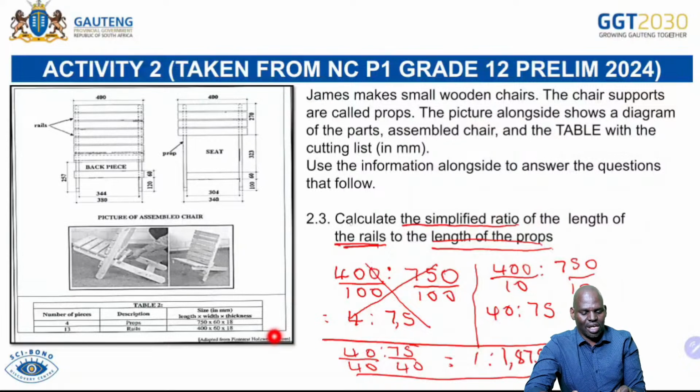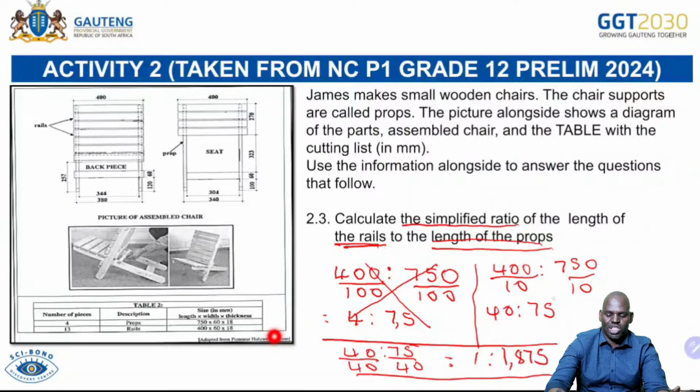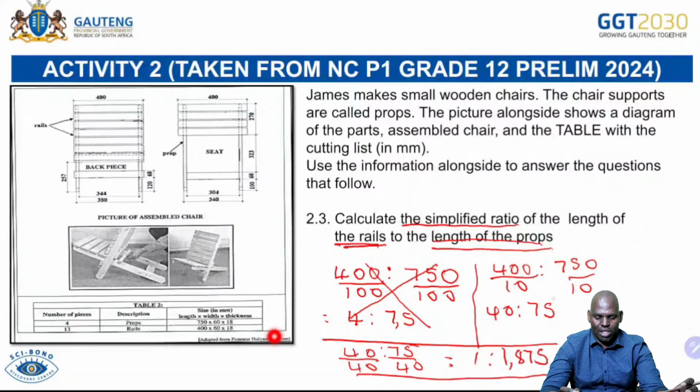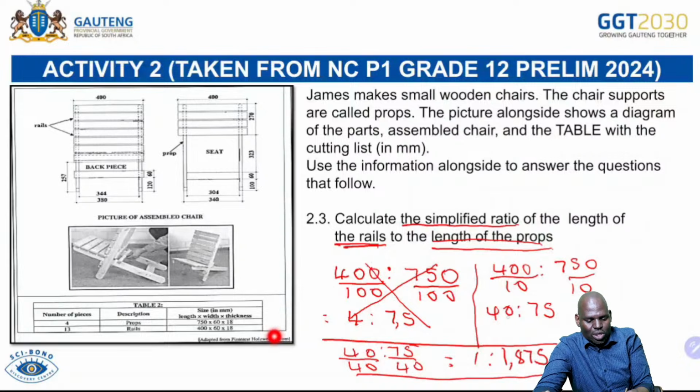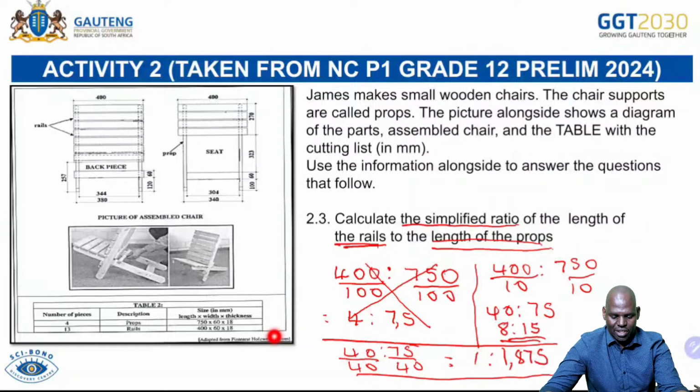But if they say simplified ratio, it means the answer is 40 is to 75. Okay, let me see. No, I'm wrong. Let's check if we can divide by 5. 40 divided by 5, I get 8. And 75 divided by 5, I get exactly 15. So this one we can actually divide by 5. That is actually the simplified ratio.